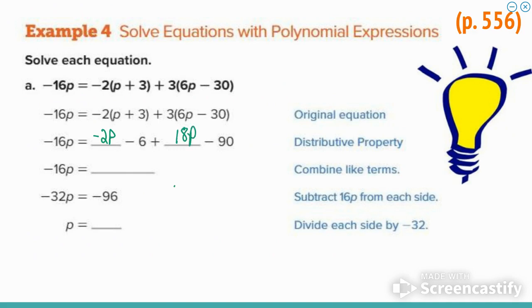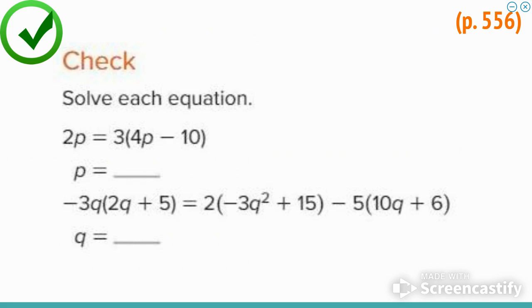The next thing we need to do is, let's combine any like terms. We have negative 2p plus 18p would give us 16p. And then a negative 6 and a negative 90. Negative 6 minus 90 is minus 96. The next thing we would do is subtract 16p from both sides. And then in total, we have negative 32p. These cancel. And then the last thing we need to do is divide by negative 32. And p is equal to 3. Very good. For the sake of time and to get some more practice, we are not going to do b here, so let's move on to the check.